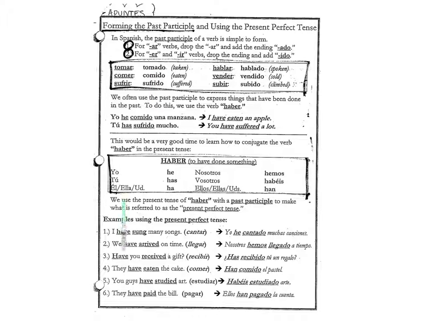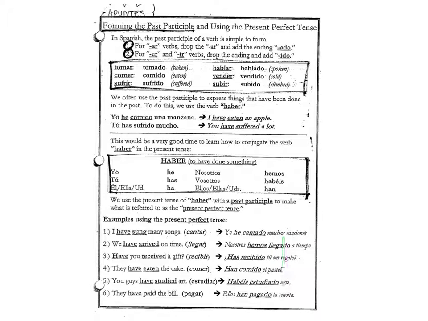Okay, down here we have a lot of examples. I'll let you guys read through those. But the first part of the verb, you have to use a conjugation of the verb haber, and then you will use a past participle. So if you look here, I have sung. Have will come from the verb haber. Sung comes from the verb cantar. Since this is an AR verb, you will add ADO on the end of your verb. So, yo he cantado muchas canciones. I have sung many songs.